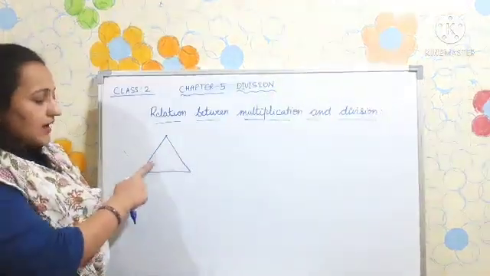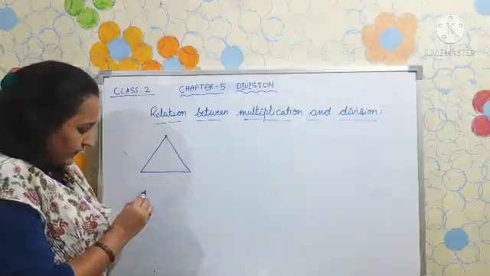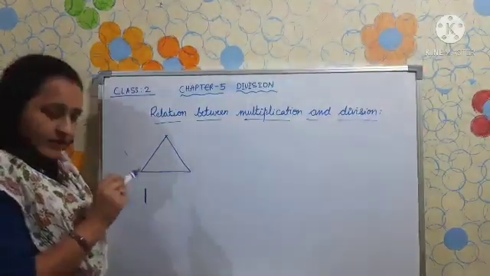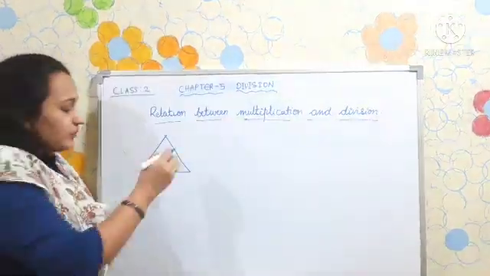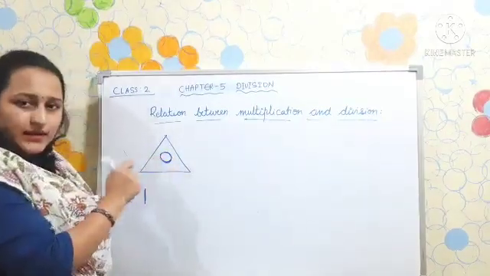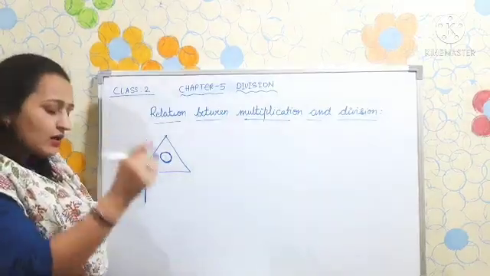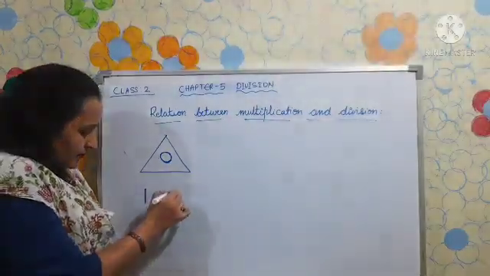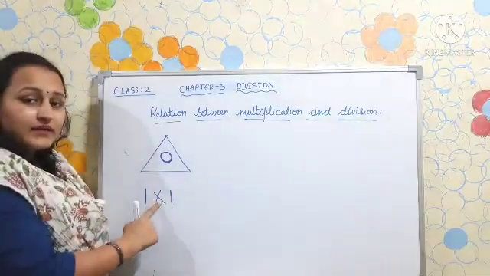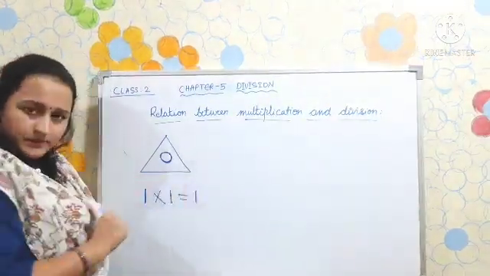Children, I have one triangle here. How many triangles? One triangle. Right, I am going to give one circle to this triangle. So how many circles are there in one triangle? Only one. So 1 times 1 is always 1.